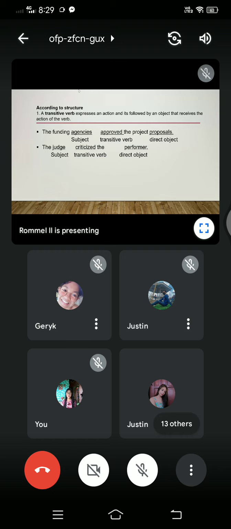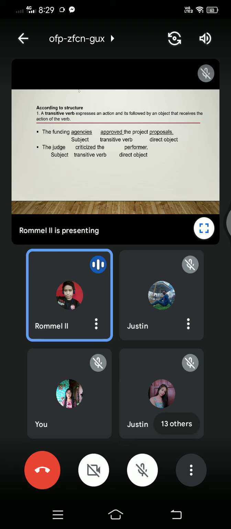May I call the attention of Mr. Montoya to please discuss what a transitive verb is. Please, Mr. Montoya. Hello, good day everyone. According to the structures, number one, a transitive verb expresses an action and is followed by an object that receives the action of the verb.